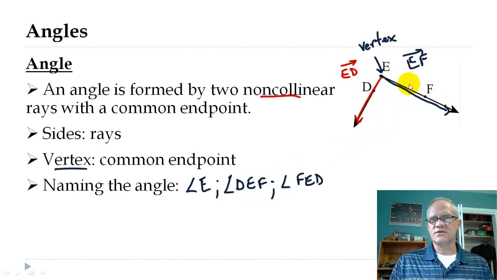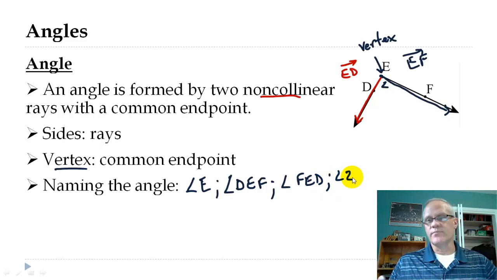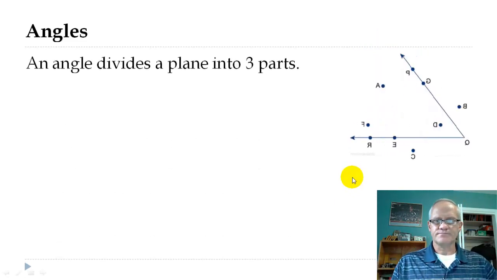If you said DFE, that is not this angle. That's the angle that goes from D to F to E. It would be this angle over here. The other thing that sometimes can happen is they'll put a little number in this angle, maybe a little 2 here. And if they do that, you could call this angle 2. That would be another way to do that if they label or number the angles.